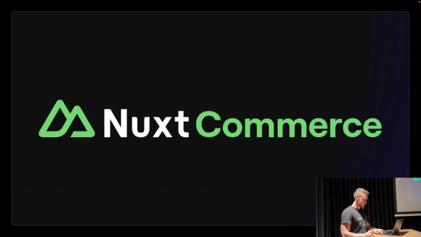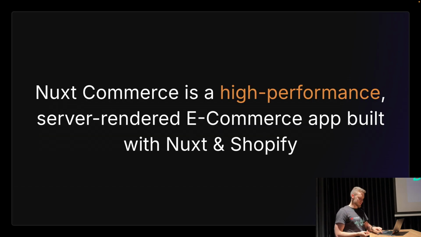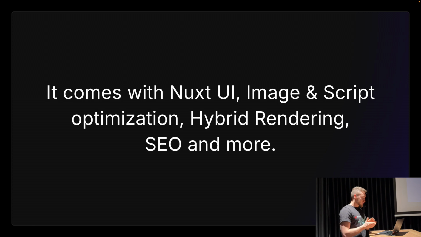which is Nuxt Commerce, which is basically an open source template for high-performance server-rendered e-commerce apps built with Nuxt and Shopify. And in there, I use Nuxt UI, I'm using version 3. I'm also using image and script optimization. I don't use font optimization there yet. I have an open issue to add it, but there is another issue in Nuxt Font that needs to be resolved first until I can add it to the template. So it comes with hybrid rendering as well, SEO and more.